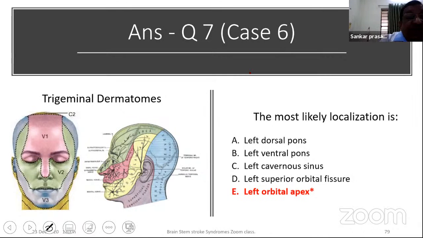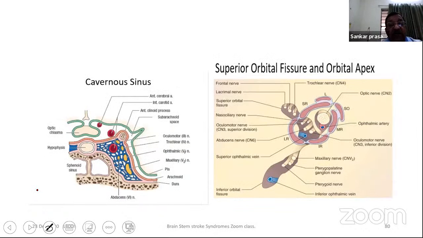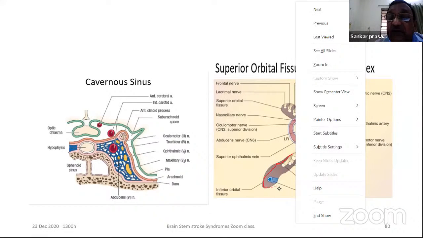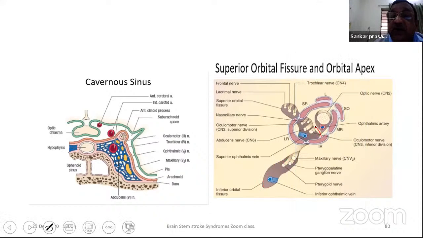You can see the trigeminal dermatomes: the V1 distribution, V2 dermatome, and of course V3. This will help us in understanding the cavernous sinus anatomy, superior orbital fissure, and orbital apex anatomy. Here you see, this is the inferior orbital fissure. This is the superior orbital fissure, and this is the optic nerve here. And you see lateral rectus, inferior rectus, medial rectus, superior oblique, and lid and superior rectus. So these are the various nerves that are traveling.